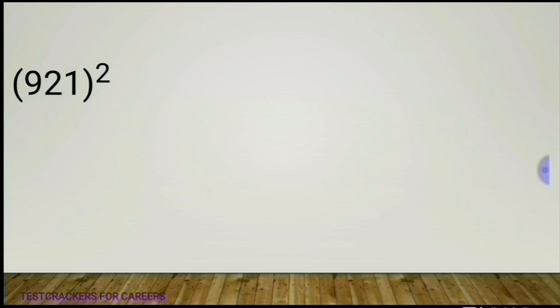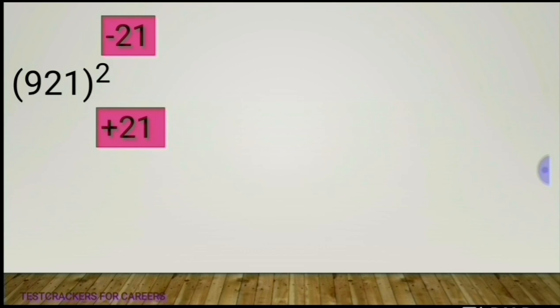Let's find the square of 921. What is the nearest tens to 921? We take the nearest tens as 900, and the difference between 900 and 921 is 21. We are going to add and subtract 21 from 921. We get 900 by 942.